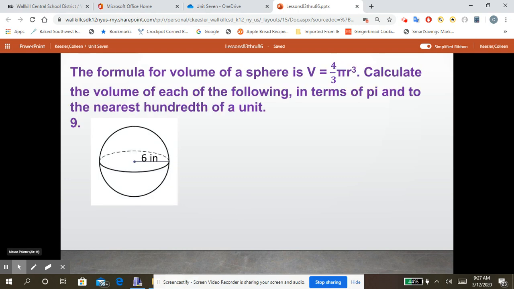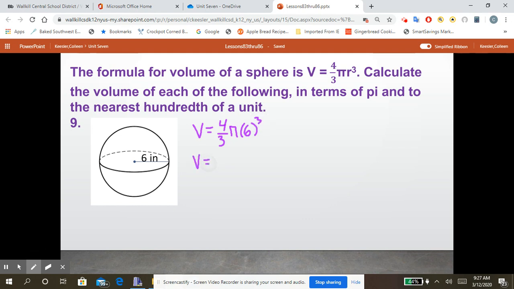All right, so the formula for volume of a sphere is volume equals 4/3 pi r cubed. Calculate the volume of each of the following in terms of pi and to the nearest hundredth of a unit. So this time we have a sphere, so there's no height involved. It's just 4/3 pi r cubed. So we're going to fill in only the radius. So that's volume equals 4/3 pi times 6 cubed.